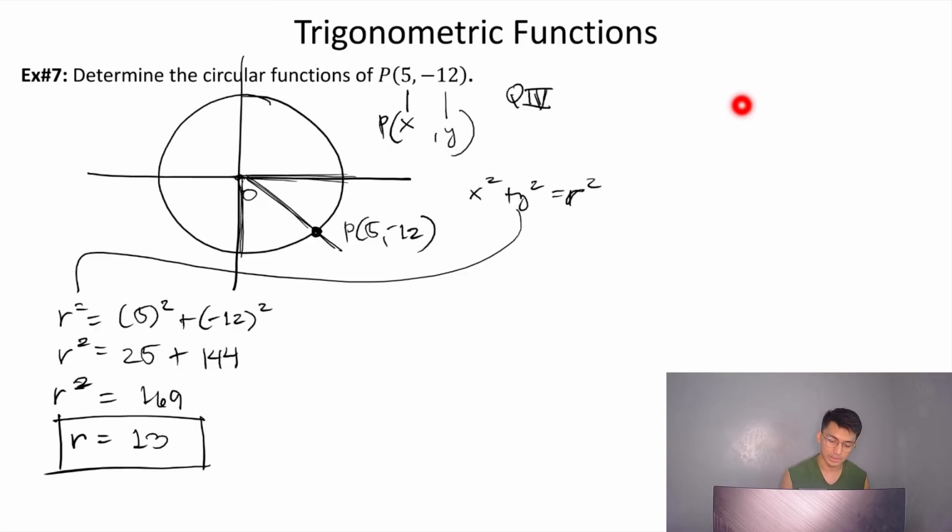So, for cosine theta, we have adjacent over hypotenuse. Ang adjacent natin dito is yung 5. Ito, kasi ito yung ating theta.